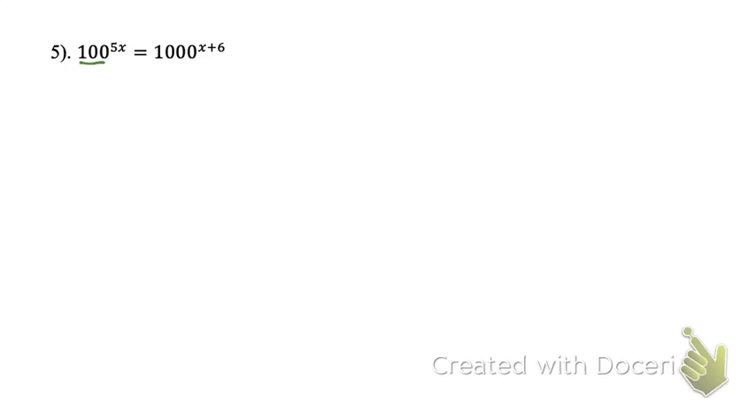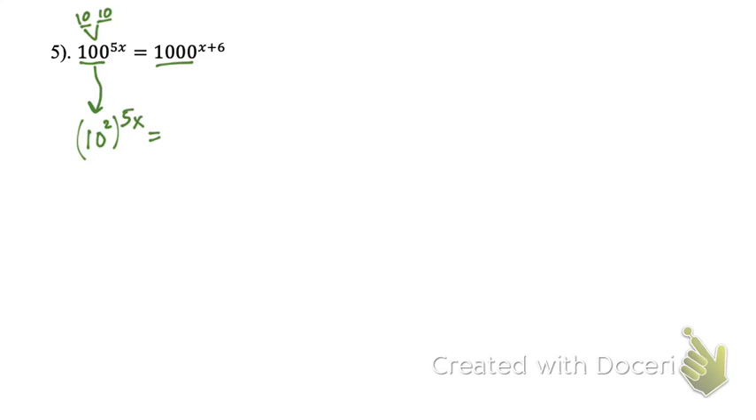Well, what are we going to do with 100 and 1,000? Well, again, start with the smaller one. What can I do with 100? Well, 2 times 50 is 100. That's not the way we want to think about it. Another way to get 100 is 10 times 10. Same number. So that means we can write 100 as 10 squared, to the power of 5x.